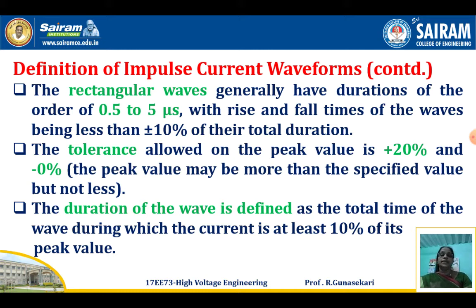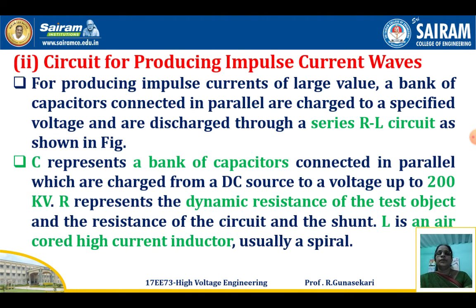The tolerance allowed for this rectangular wave is plus 20% and minus 0%. That means the peak value may be more than the specified value but not less than the specified value. The duration of the rectangular wave is defined as the total time during which the current is at least 10% of its peak value. Now the second one is the circuit for producing the impulse current waves.